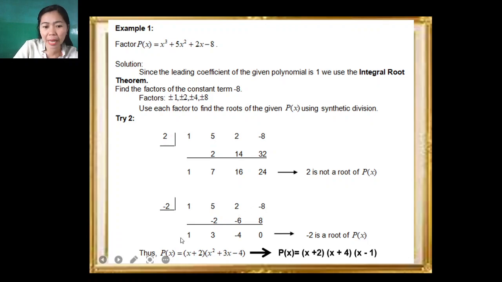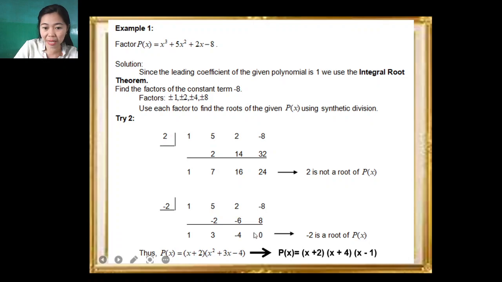So, yung iba, kung nahihirapan pang mag-factor, pwede mang ipagpatuloy yung synthetic division dun sa 1, 3, and negative 4. So, yun yung gagamitin yung coefficients: 1, 3, and negative 4. And then, pipili lang ulit kayo sa mga nakalistang factors kung alin ang gagamitin nyo sa synthetic division. Basta ang aim natin, ang remainder ay dapat maging 0.